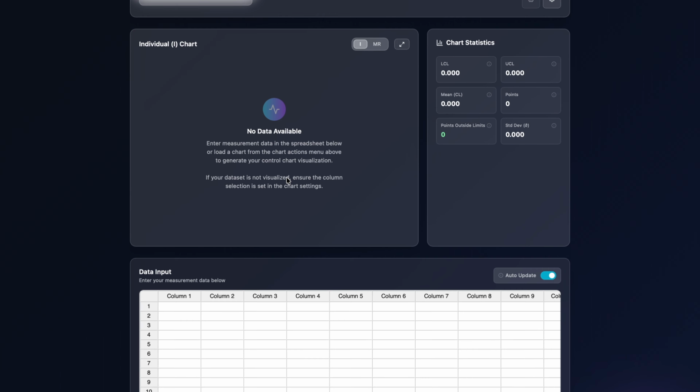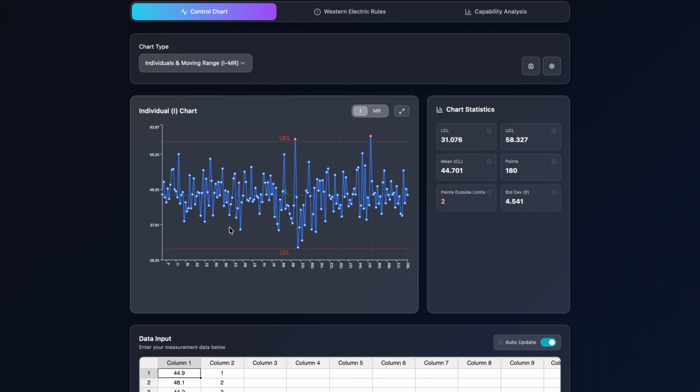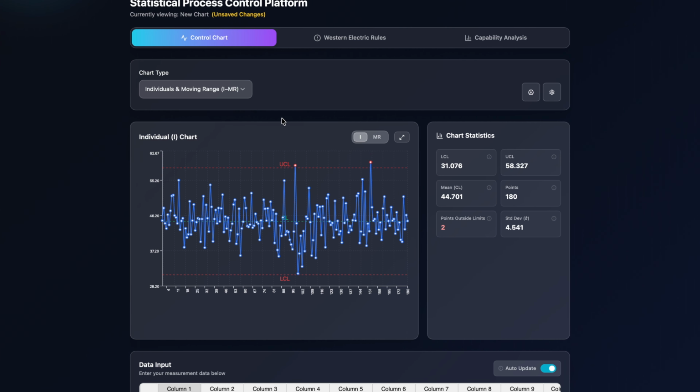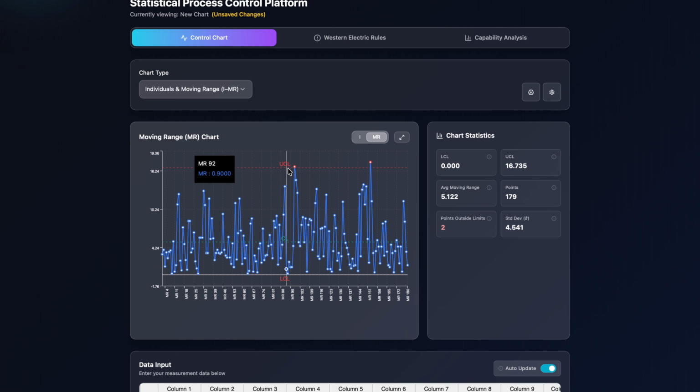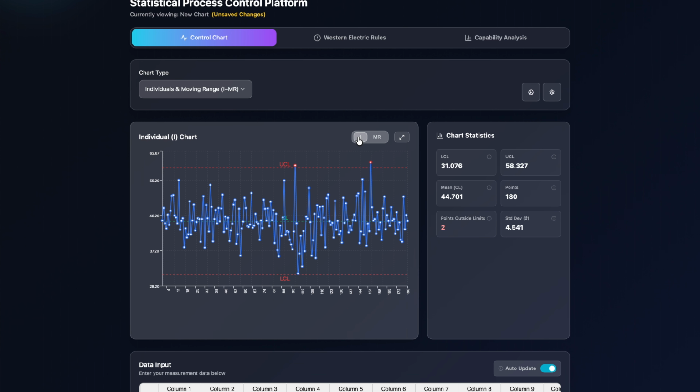I then paste my dataset into the spreadsheet below, and my control chart is visualized. It is actually not easy to see any improvement immediately. We have two violations outside the control limits at these points, but by themselves, they do not tell us much. Also, in the moving range chart, I see the same violations. For now, we cannot draw any conclusions about improvement or identify any specific findings.